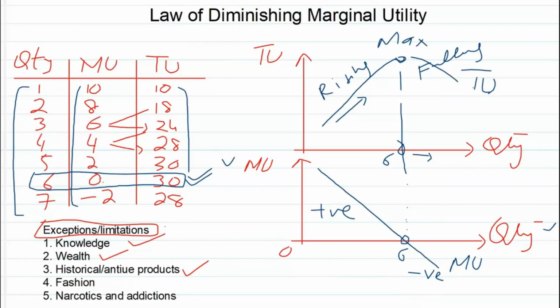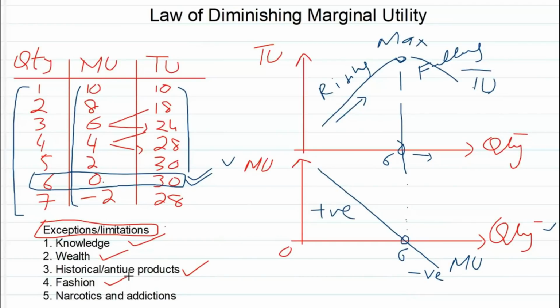Another limitation of the law is fashion. Fashion also makes this law inapplicable because a person feels more satisfied if he uses products according to the fashion, and he purchases branded clothes, shoes, watches as per his fashion, and he feels more comfortable purchasing and using more quantity of a certain product as per his fashion.